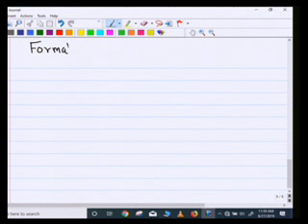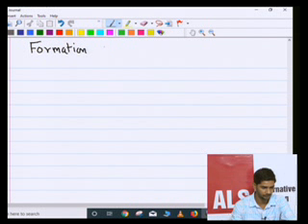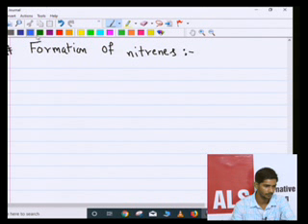Now just focus on what I'm saying, what I'm trying to convey to you. You have to grab it. Now we will deal with the formation of nitrenes. This is the formation of nitrenes. See, this is the first method.